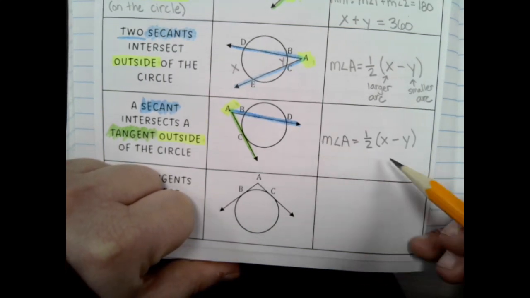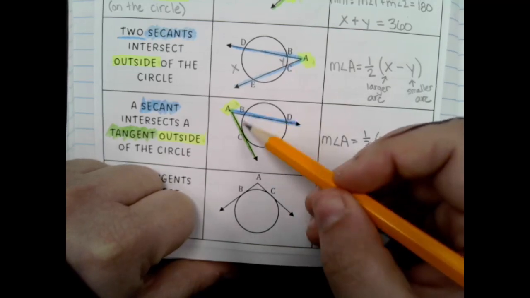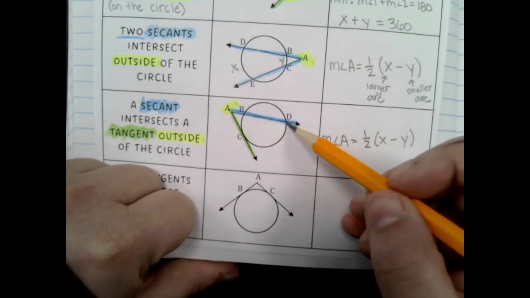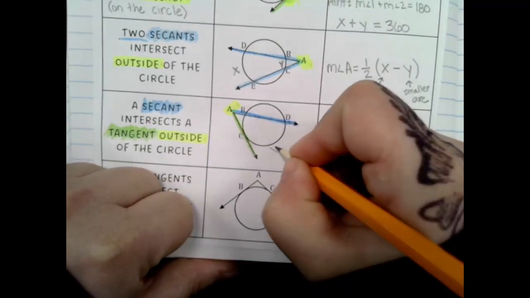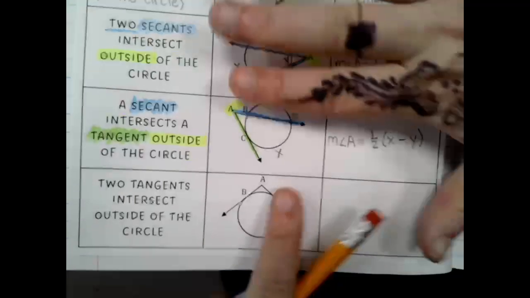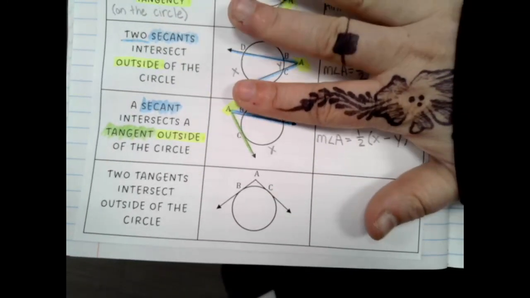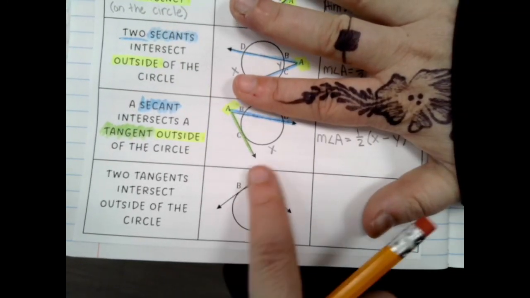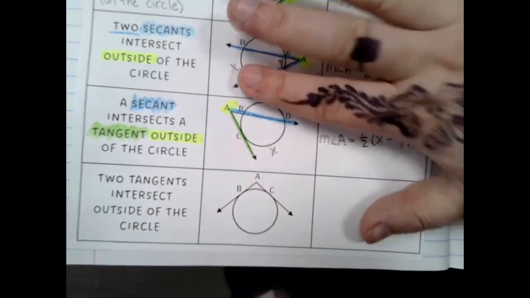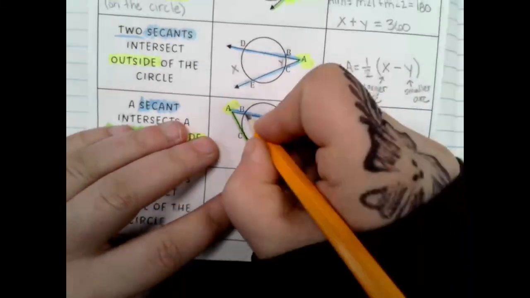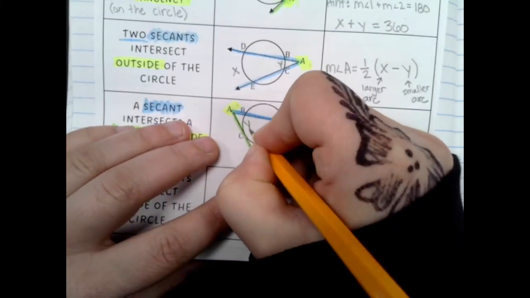All right, so which one is my larger arc? Which one will be x? BC, BD, or DC? DC, good. We're only looking between those lines, so I'm not even looking at BD. That's not part of it. So the larger arc is D to C, and the smaller arc is BC. That's our y.